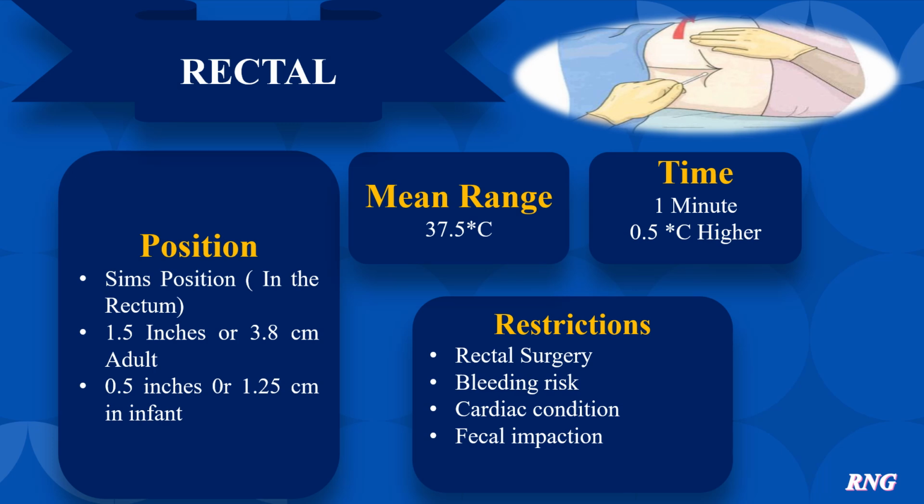Rectal body temperature checking. For that, the best position is the Sims position, and you are going to place the probe in the rectum. It is very important to know that you should not insert the probe more than 1.5 inch or 3.8 centimeter in adults and 0.5 inch or 1.25 centimeter in an infant.